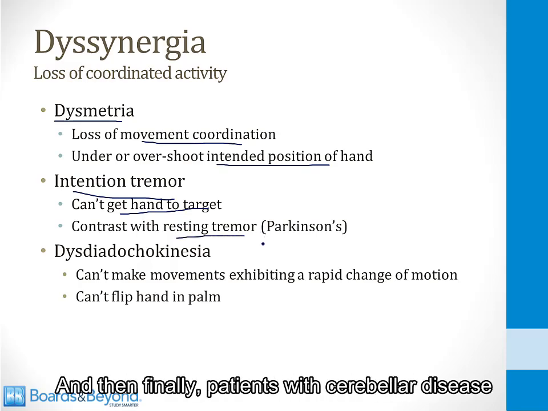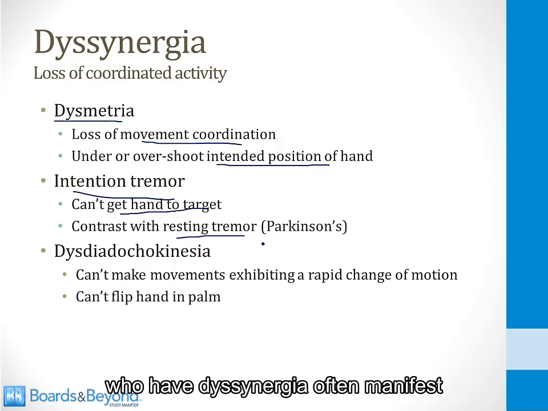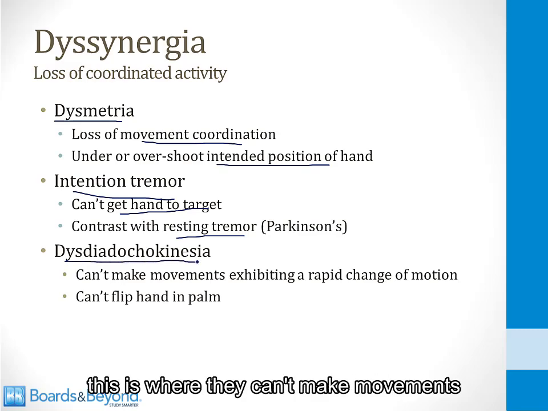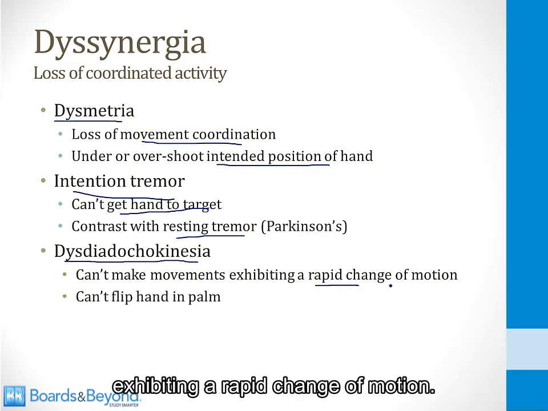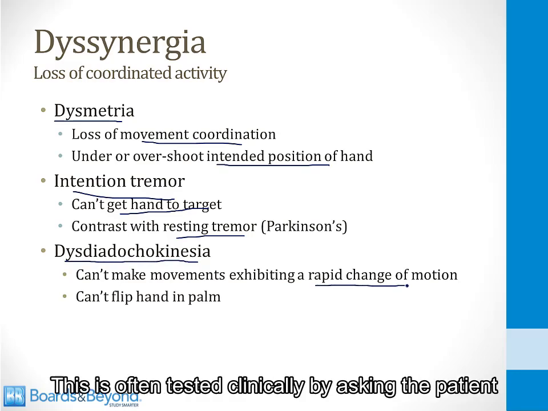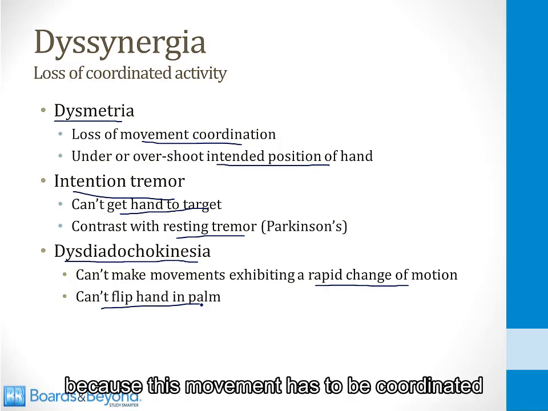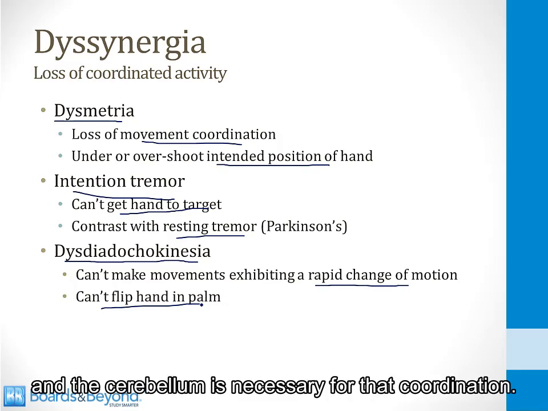And then finally, patients with cerebellar disease who have dyssynergia often manifest what's known as dysdiadochokinesia. This is where they can't make movements exhibiting a rapid change of motion. This is often tested clinically by asking the patient to flip their hand over and over in their palm. They won't be able to do this because this movement has to be coordinated and the cerebellum is necessary for that coordination.